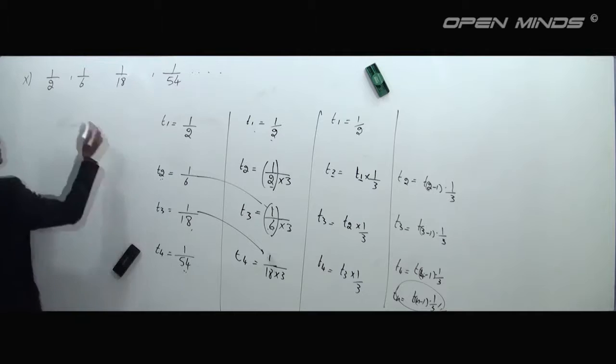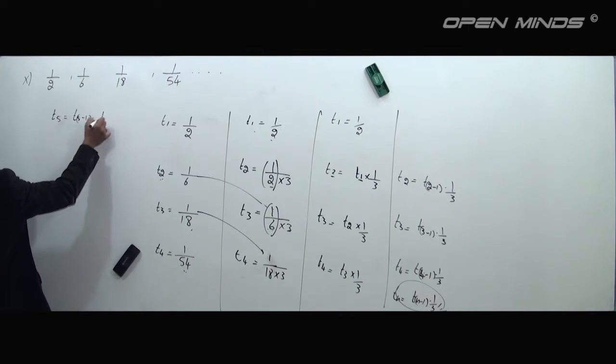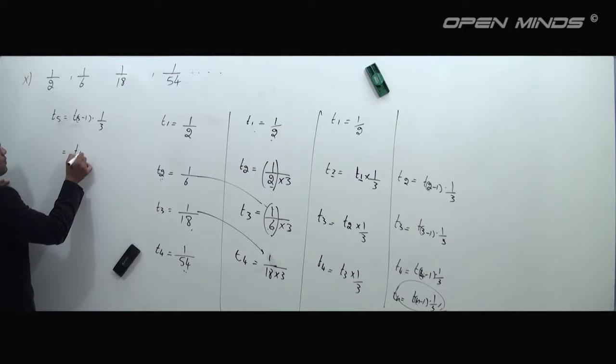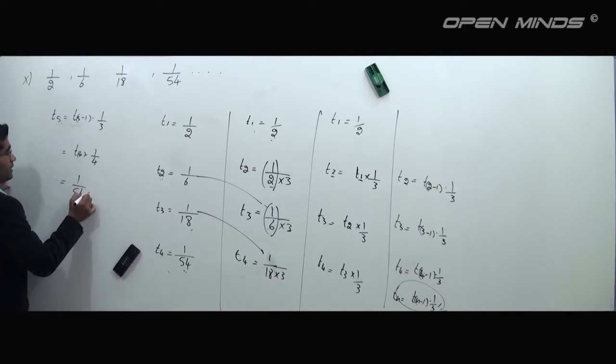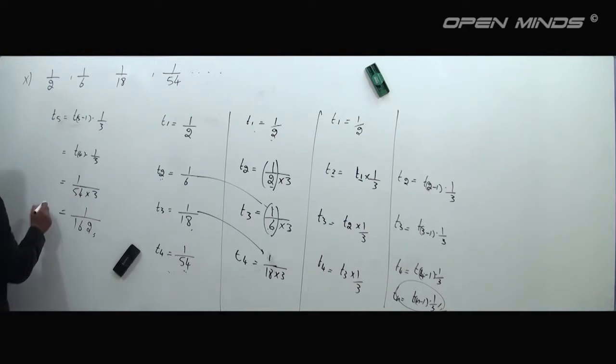So I'm looking for the next 4 terms. I have 4 terms here already. So t5 would be like t5 minus 1 into 1 over 3. So what is this guy? That is t4 into 1 over 3. That's it. So t4 is given to me as 1 over 54 into, okay, this guy is 3. Fine, 3. So what do you get? 54 times 3 is 162. That's it. So 162 is the next term. So this guy is my t5.